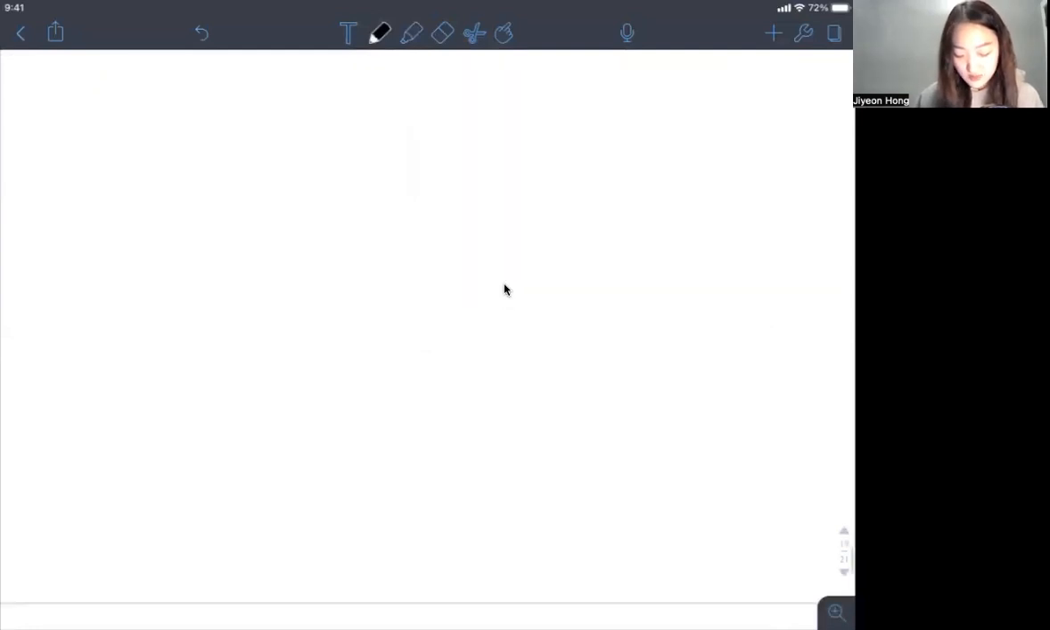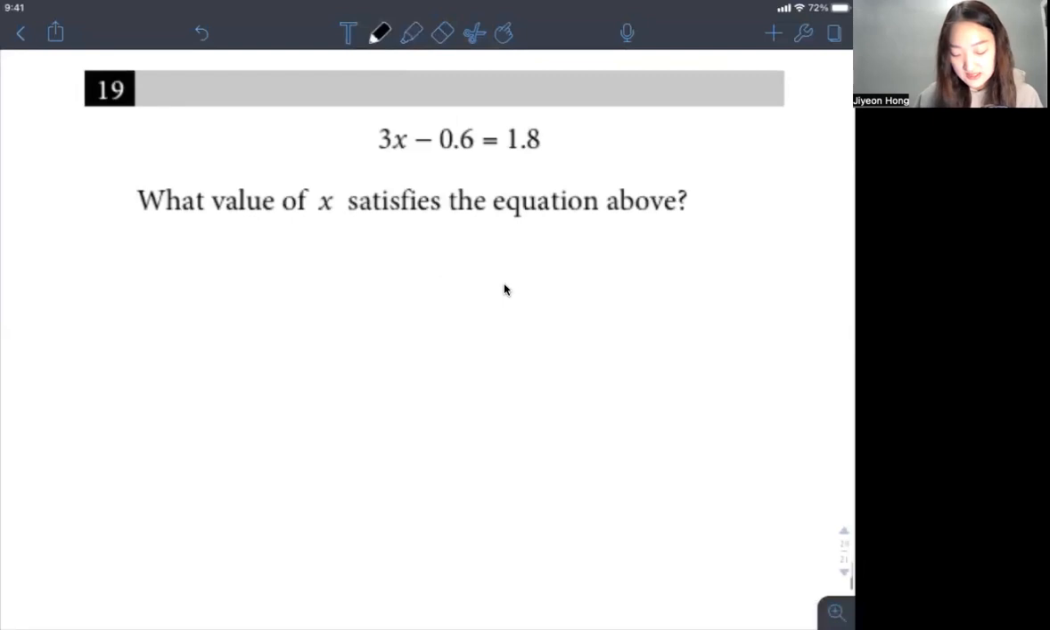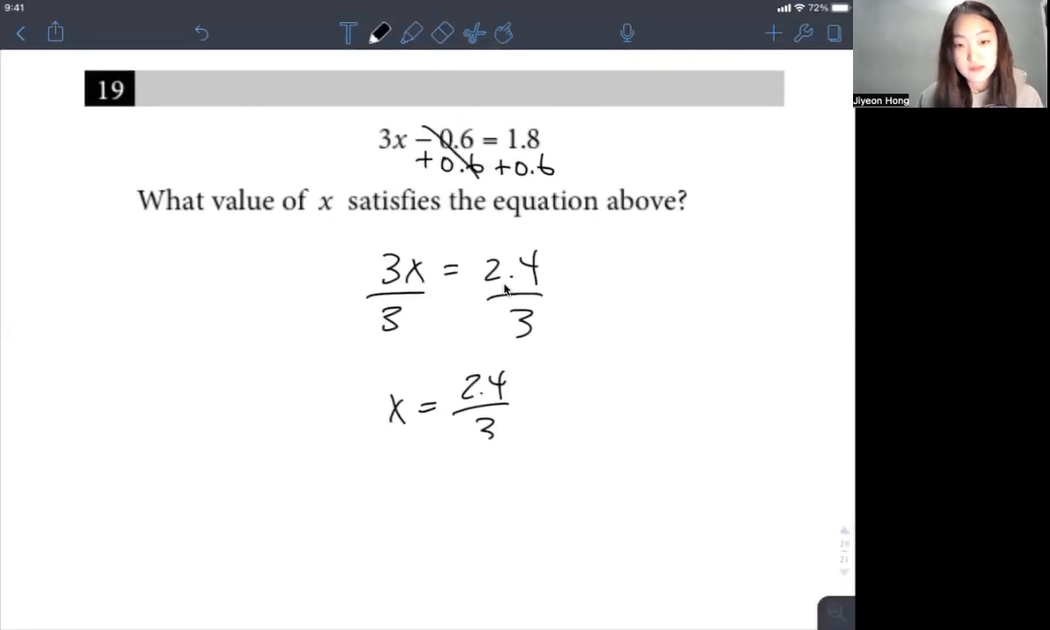Number 19, what value of x satisfies the equation above? So I'm going to add 0.6 on both sides. And I get 3x is equal to 2.4, divide that by 3, and x equals 2.4 over 3. I'm going to simplify this by multiplying the top and bottom by 10 to make it easier, and then make sure you have the simplest fraction. So we're going to simplify this down to 4 over 5, which is our answer.